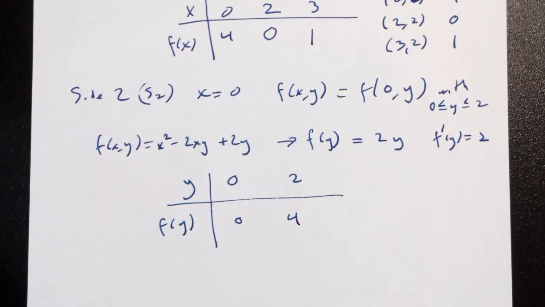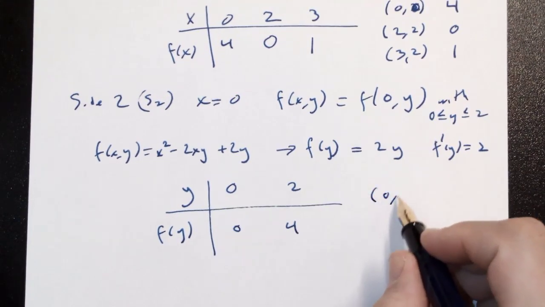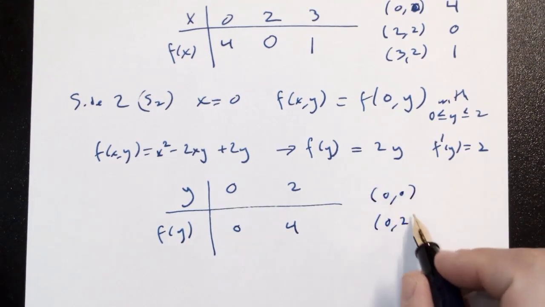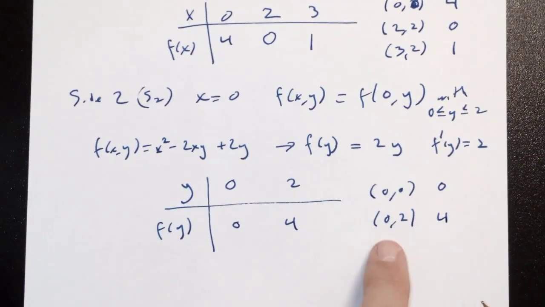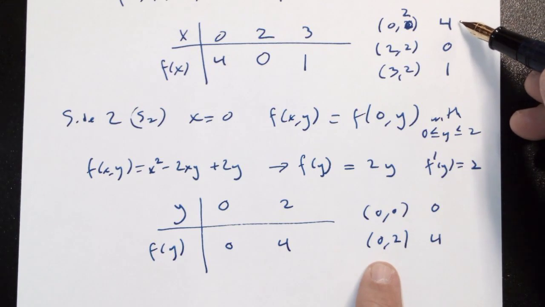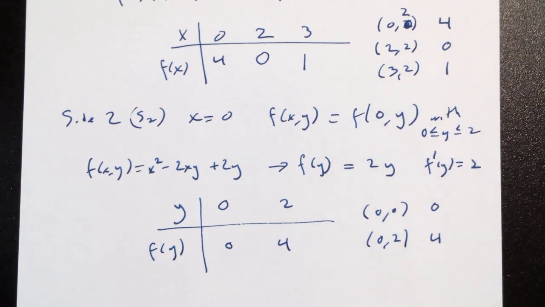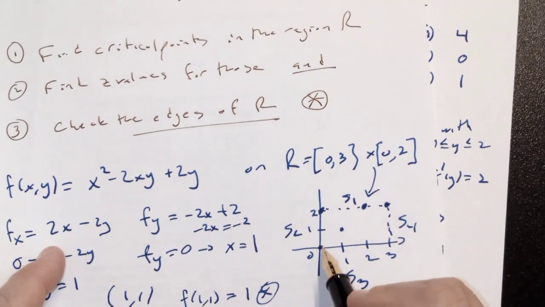Hey, wait a minute. Remember, x equals 0. So the points are (0, 0) and (0, 2). I have a z value of 0 and a z value of 4. This number is the same as that one. Good. I got the same answer two different ways for the height there. I feel better. Now I've looked at this edge and this edge.